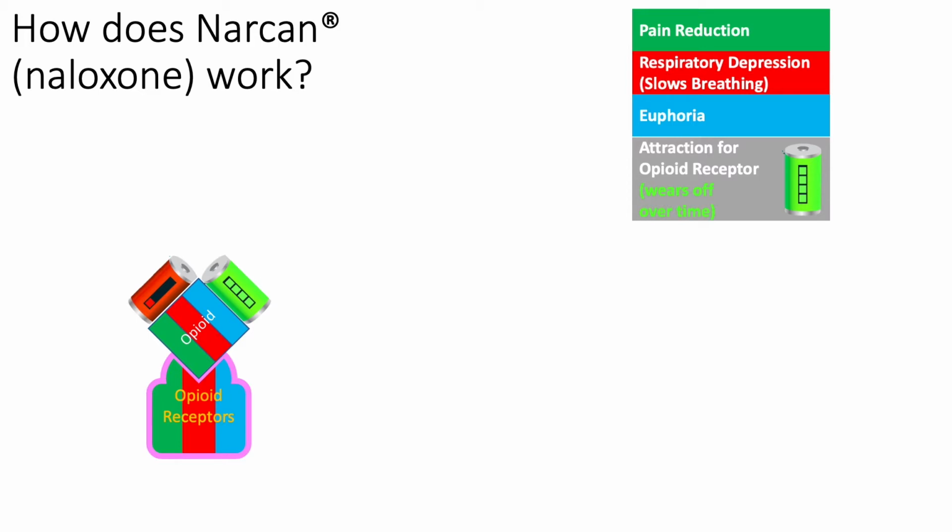The two batteries on the cartoon opioid represent the strength of attraction the opioid has for the opioid receptor. This attraction rating is a simplification of the chemical properties between the opioid and the receptor. By counting the little squares on both batteries, we can see that this opioid has an attraction rating of 5.